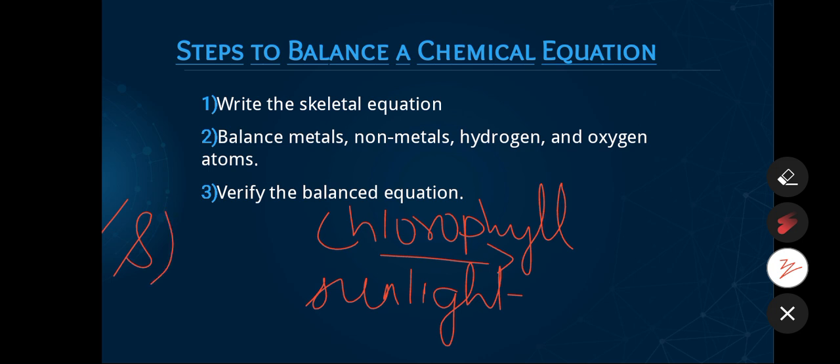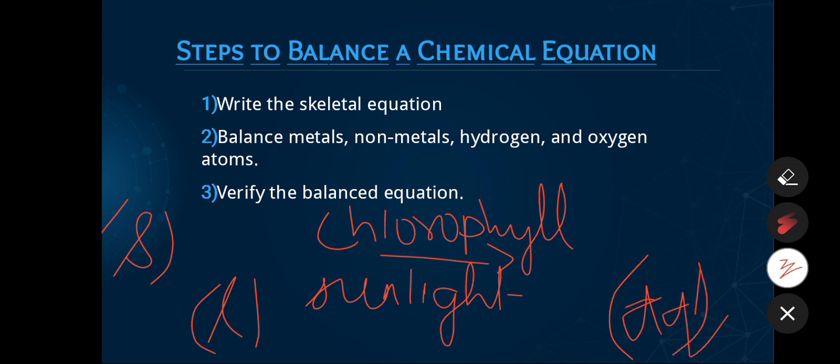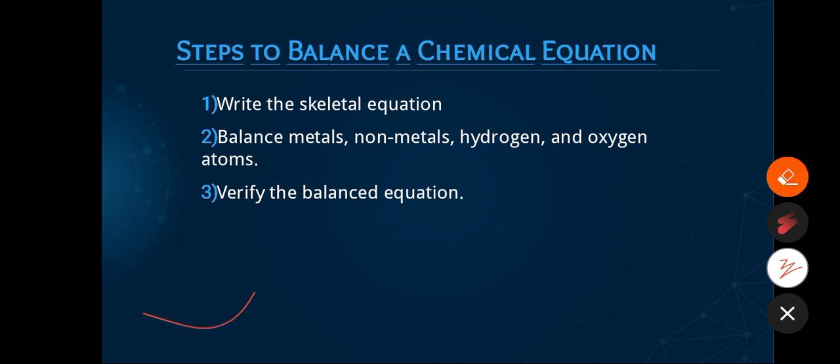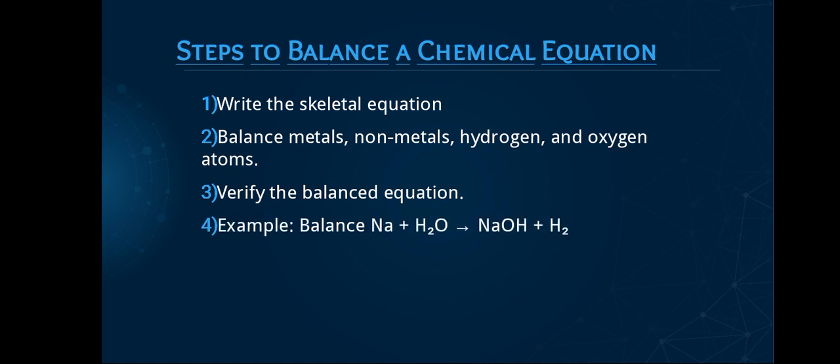For some equations you also need to write states for each element: solid, liquid, gaseous, and aqueous. Aqueous means a water kind of form, like a solution, an aqueous solution when you mix any solid with water. So like this you need to mention some of the required things also. Okay, so next is an example.